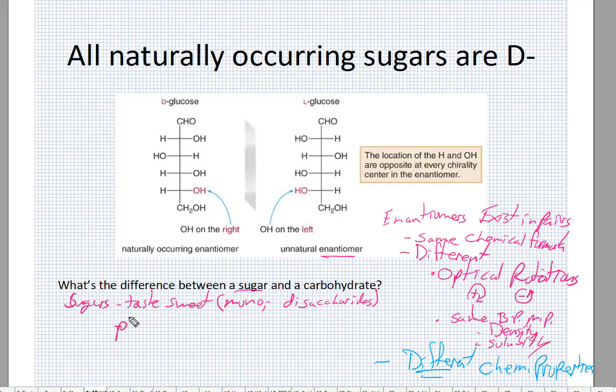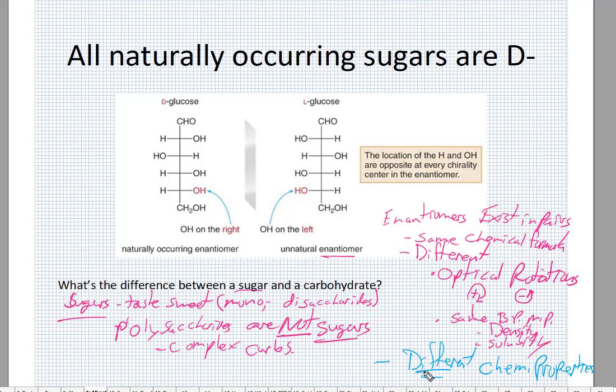So polysaccharides. Polysaccharides are not sugars. Sometimes they're referred to as complex carbohydrates, polysaccharides, but not complex sugars. These are complex, I'll just write down complex carbs. Okay, but they're not sugars because they don't taste sweet.